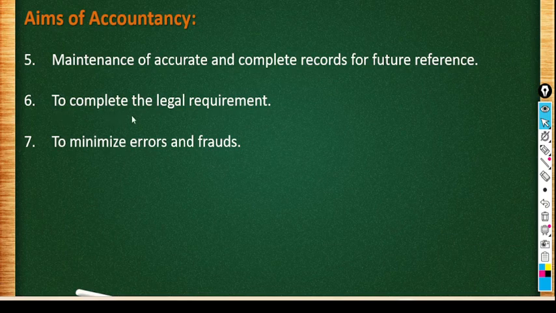Okay, the complete legal requirement. See, when you get profit, we have to pay tax. The government asks for proof of how you are getting the income, whether it is proper legal income or not. For this purpose, we have to write the accounts.